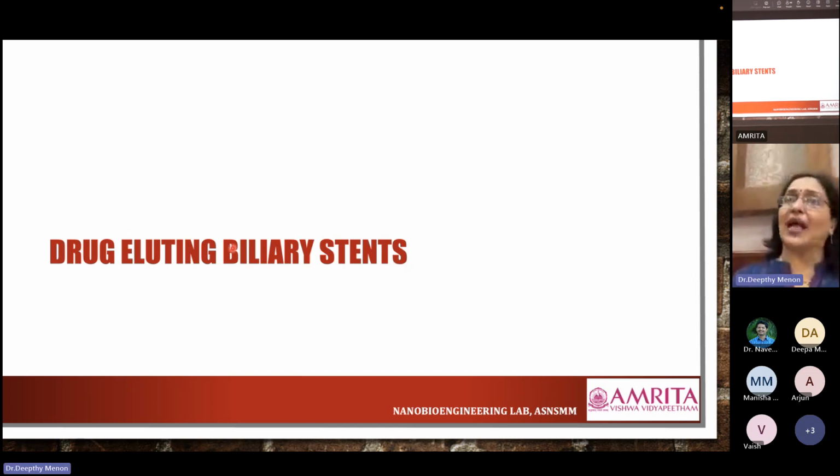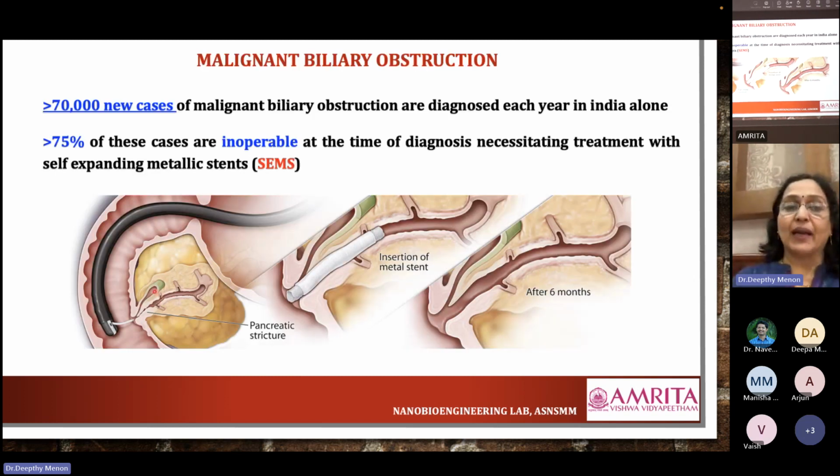Can we actually transform a biliary stent? You know about pancreatic tumor, which is now very common. The bile duct inside our body. This is the bile duct. It gets blocked. Once the bile duct is blocked, the patient dies. Most of the cases turn out to be inoperable. This is what is called malignant biliary obstruction.